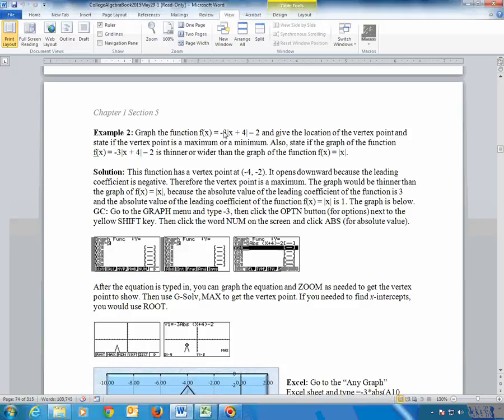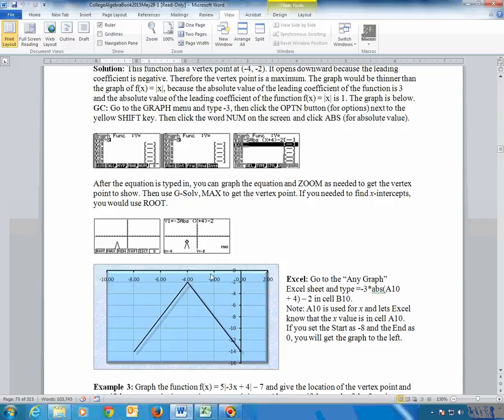This would be an absolute value function that opens downwards because this is negative right here. And it would be a little bit thinner because the bigger this number is right here, the thinner it is. So it has a vertex point at -4, -2, and opens downward. If it says what's the x-intercept for this problem, I know it has no x-intercept because it's already below the x-axis and it's never going to come around back up. It's just this upside down V shape right there.